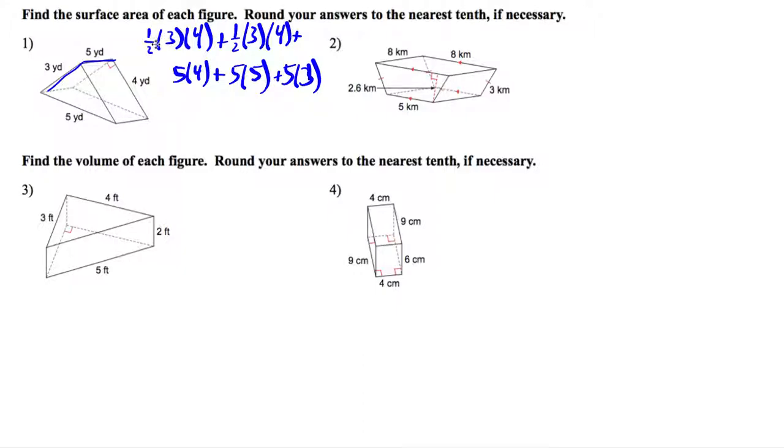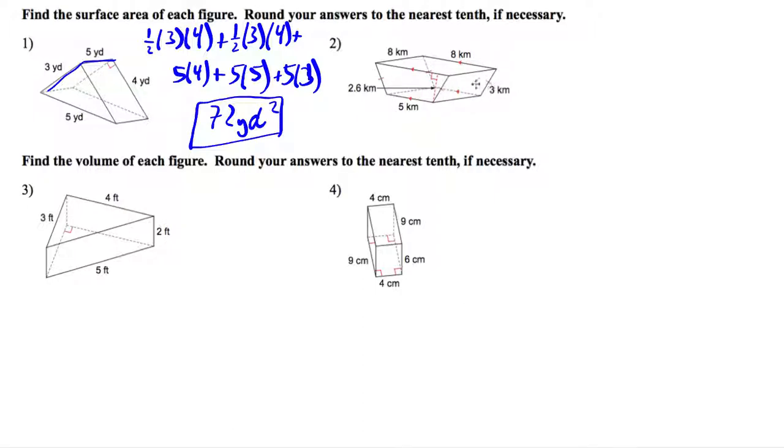So this is half of 12, which is 6. So we get 6 plus 6, which is 12. So 12 plus 20 plus 25 plus 15 is going to be equal to 72. And because we're talking about area again, it's yards squared. So surface area means yards squared.